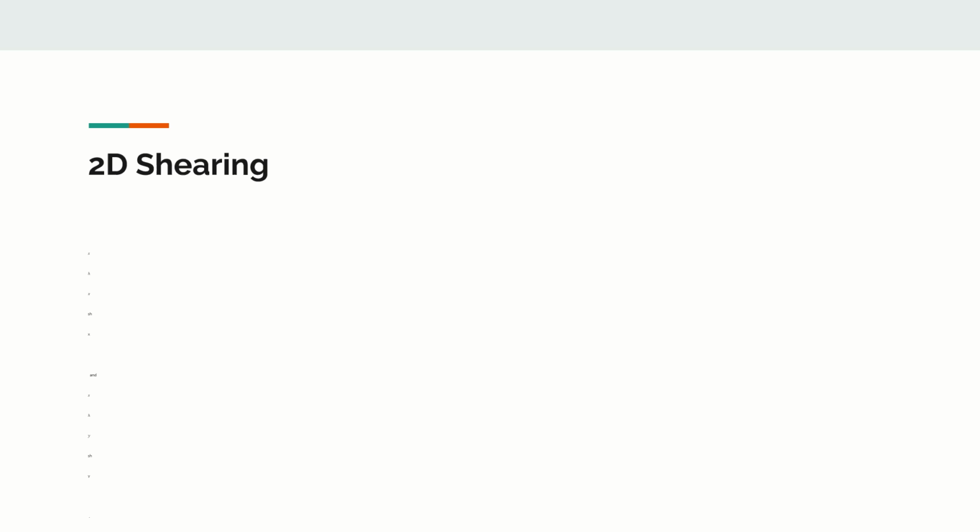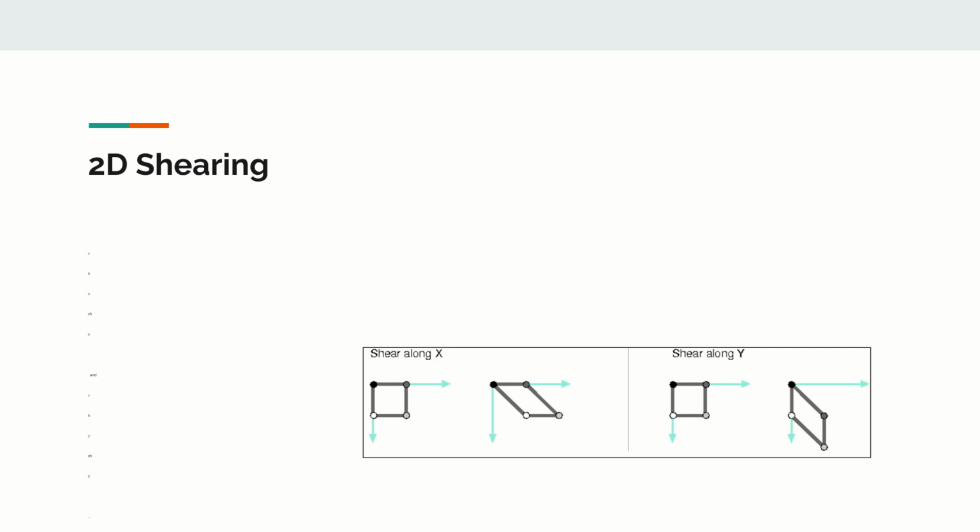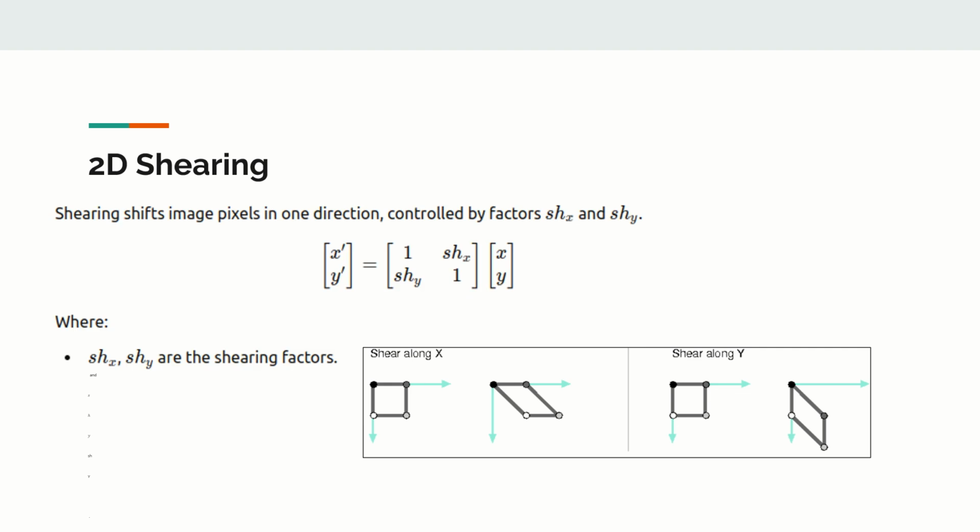Next comes the shearing. Shearing shifts the pixels of an image along one or more axes. Just like scaling, shearing is controlled by corresponding shearing factor.